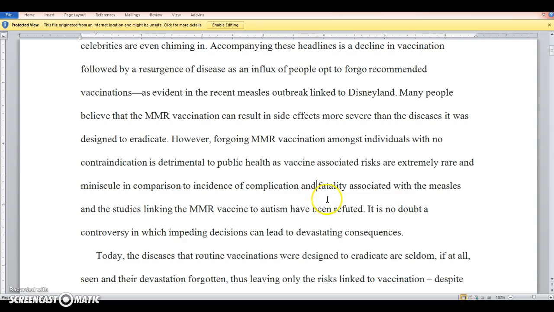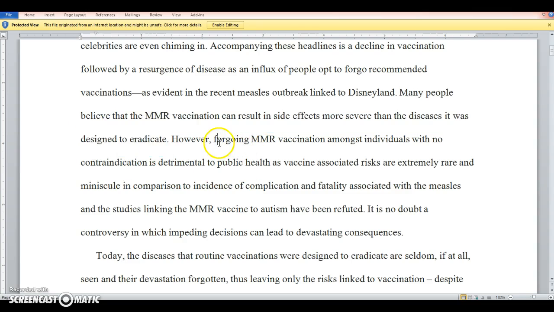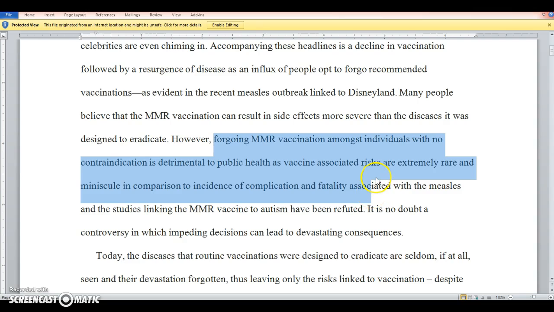So those are her two reasons, and then her overall central claim is that this controversy will have devastating consequences if the decisions aren't made properly. So according to this, she should be discussing the counterargument first in the body of her essay, and then after she's discussed the counterargument, her own first main point is going to be about the idea that foregoing MMR vaccination is detrimental to public health because the risks are extremely rare in comparison to fatalities associated with the measles.